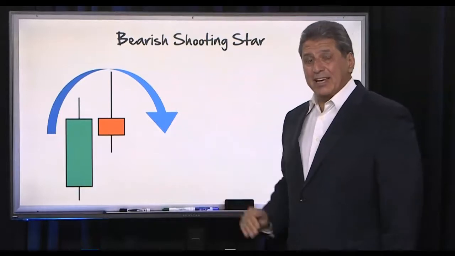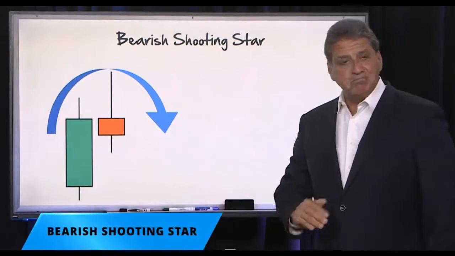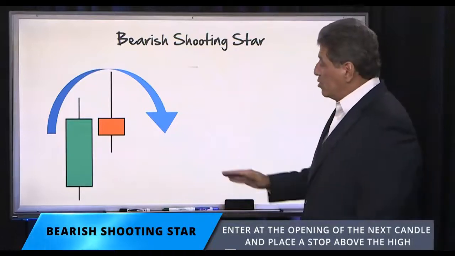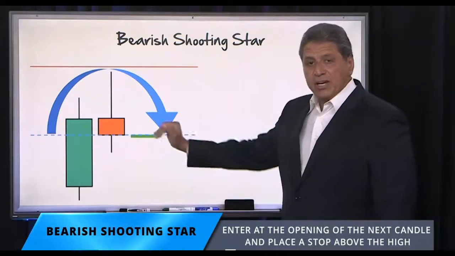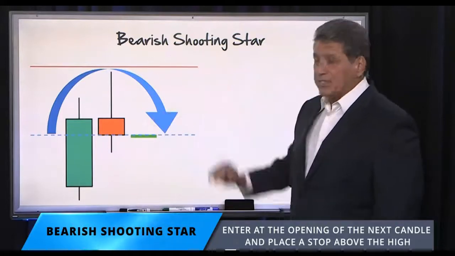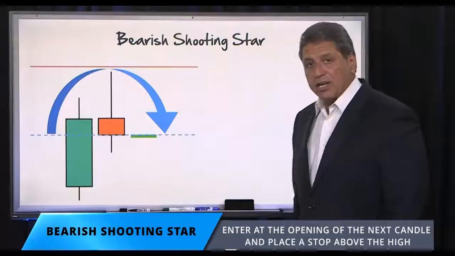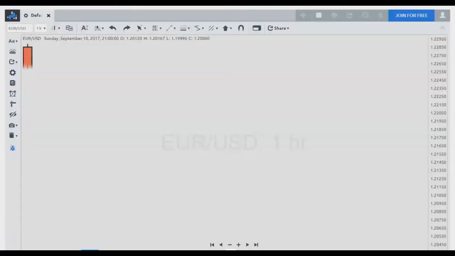When you see this candlestick formation, how do you trade it? In the exact opposite way that you would a bullish candle. You would enter the market at the opening of the next candle, and place a protective stop loss above the high, with an anticipation of the market continuing to fall. This is what it looks like in the actual market.